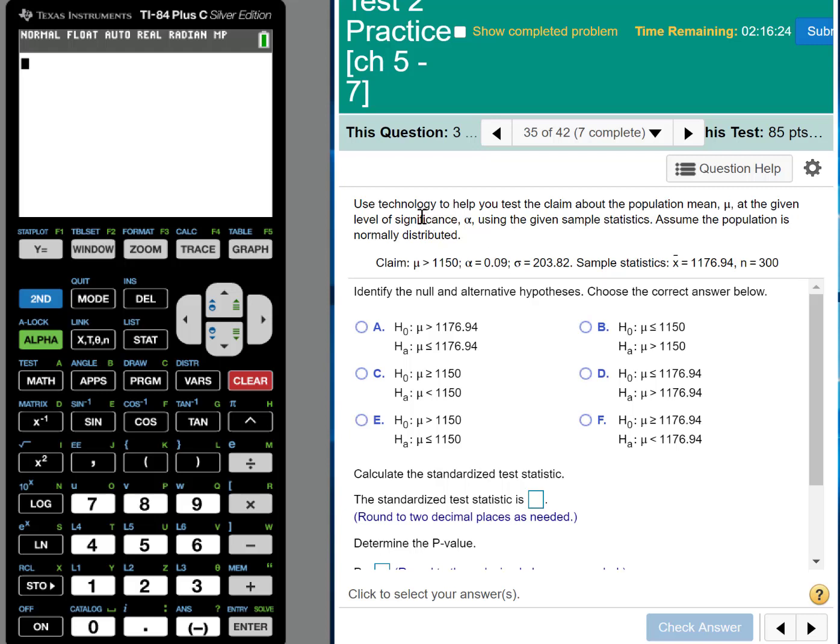Alright. Use technology to help you test the claim about the population mean mu. At a given level of significance alpha, use the given sample statistic. Assume that the population is normally distributed. Here is the claim. Here is alpha. He gives you sigma. When he gives you sigma, you have to use a standard normal distribution, Z. You cannot use T. Please remember that. I've been emphasizing this a lot. If there was an S here, sample standard deviation, it would be a T. But this is sigma, you must use Z. So it's a Z test.